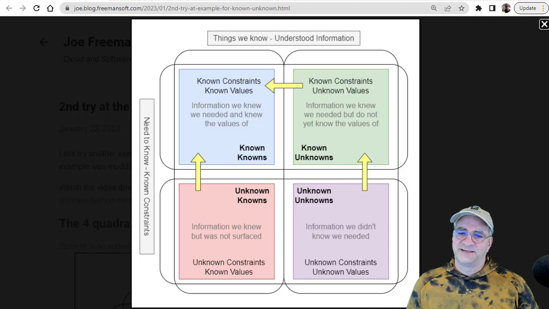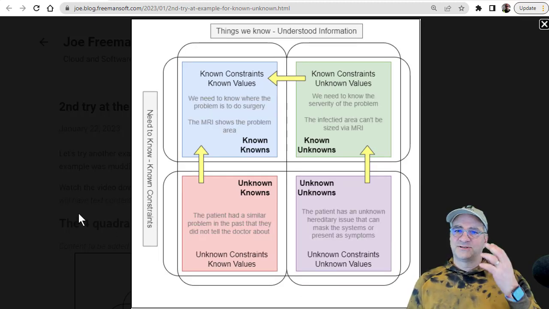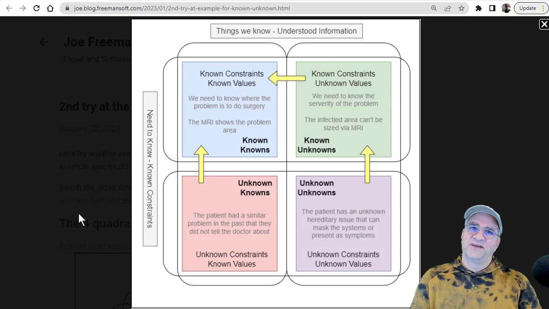I'm hoping the two examples I've got help. And so the first one we're going to do is a medical one, right? So this person needs surgery or they have a medical problem. The known: we need to know where the problem is to do surgery. And so that's the constraint. We're going to do surgery on this. We think there's a problem. We need to know where exactly to do the surgery so we can be as minimally invasive as possible.